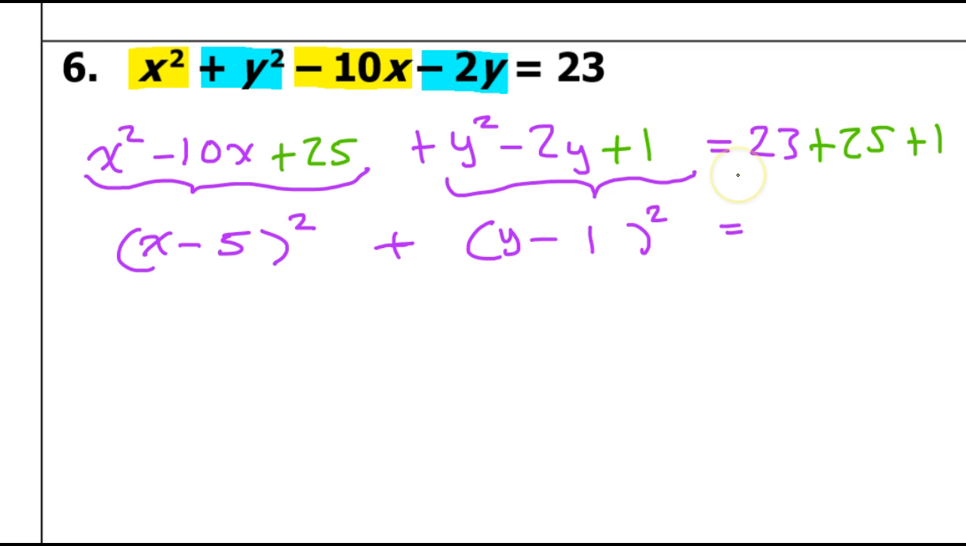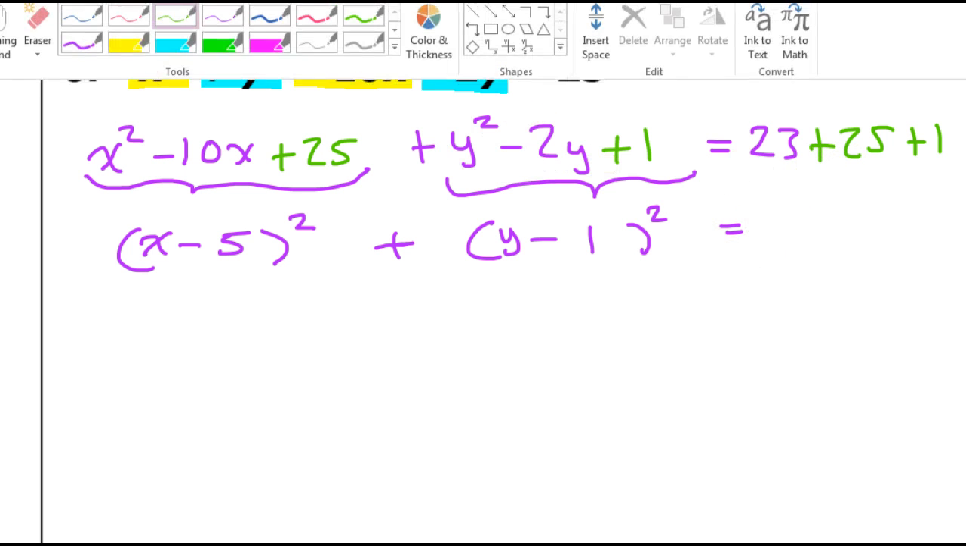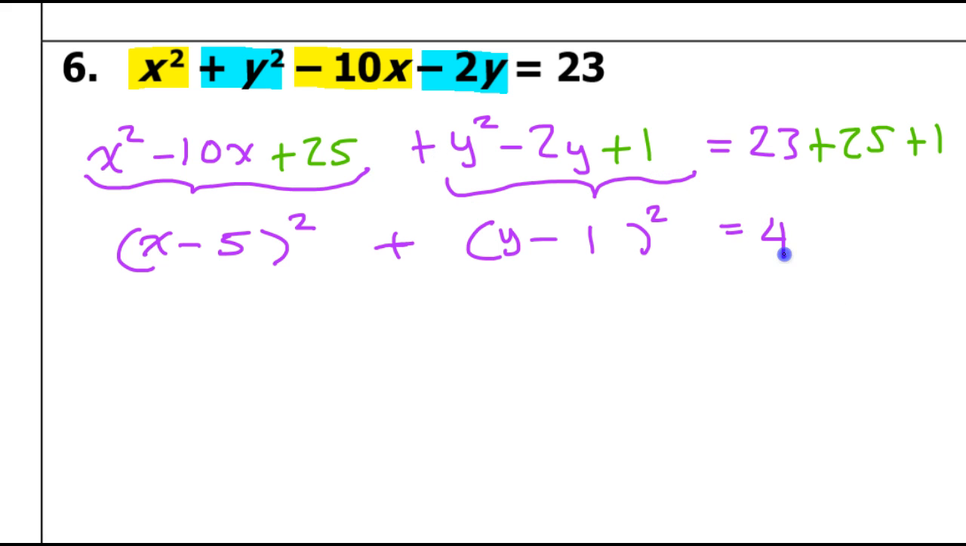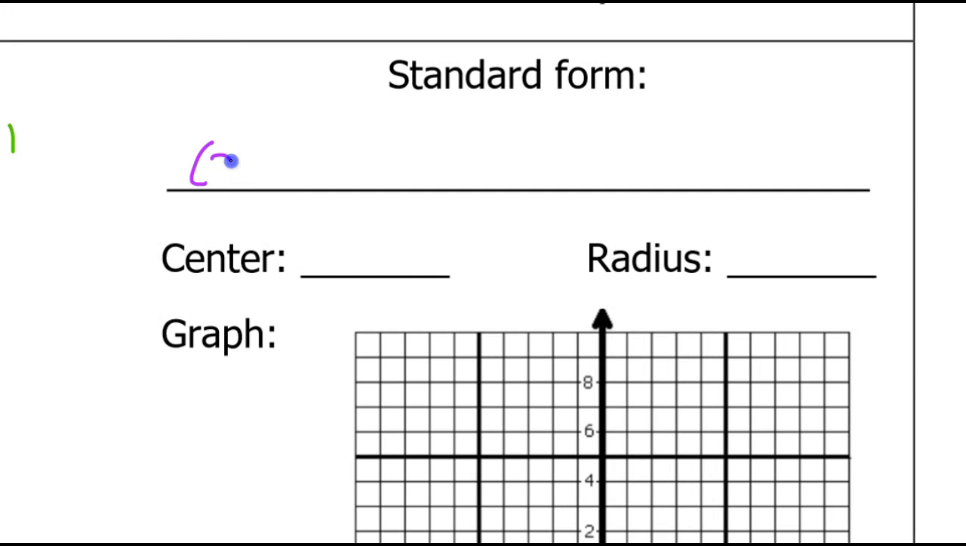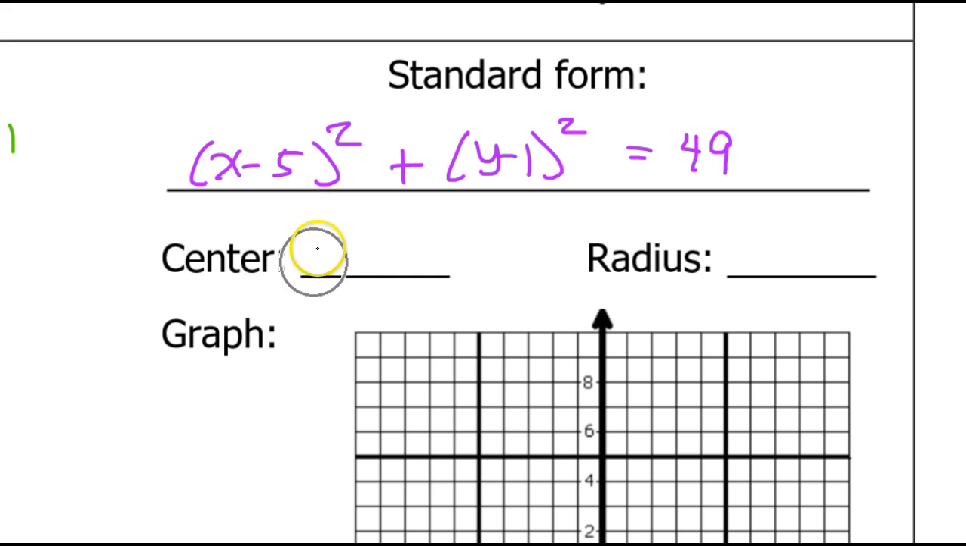Okay, now if I add these up, that's going to be 49. So there's my standard form, x minus 5, y minus 1. So x minus 5 squared plus y minus 1 squared is equal to 49. So the center is going to be 5, comma 1. It's the opposite of this and the opposite of this. The radius is going to be 7, square root of 49.